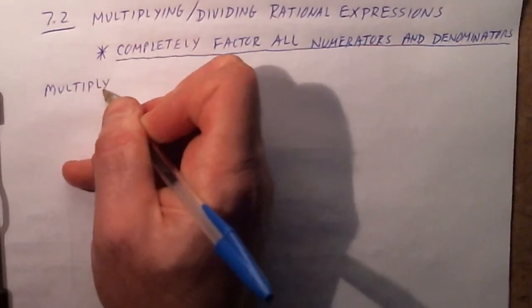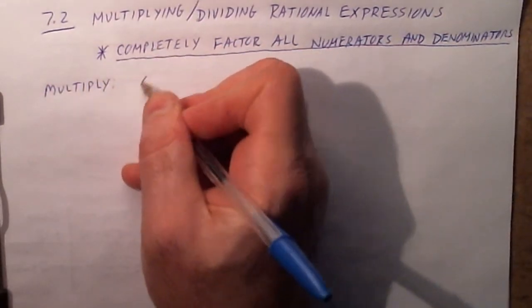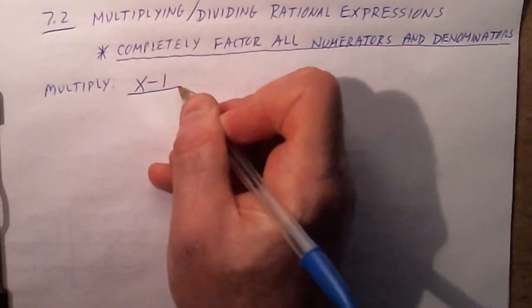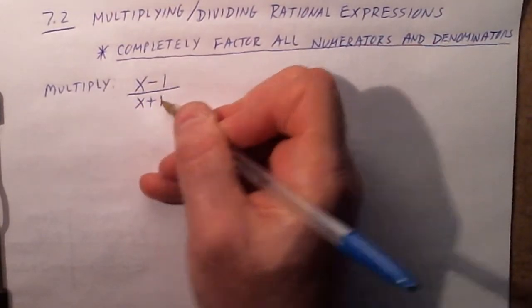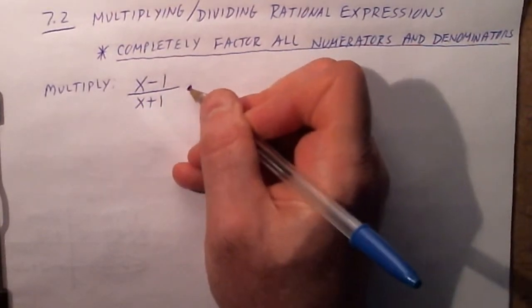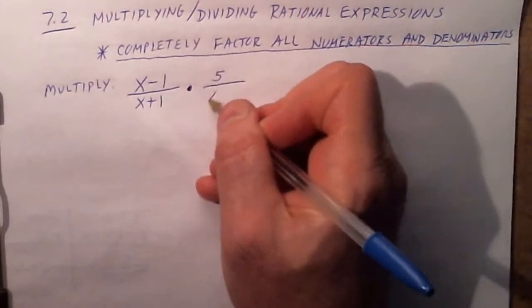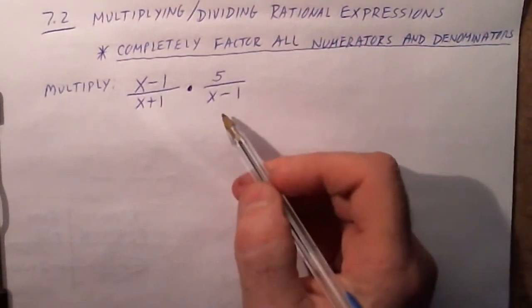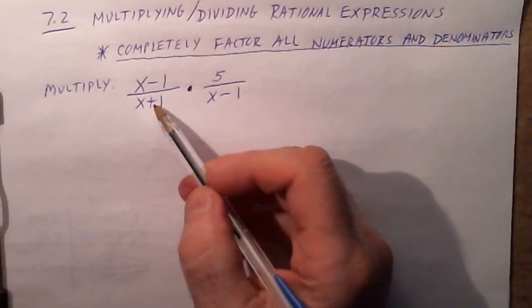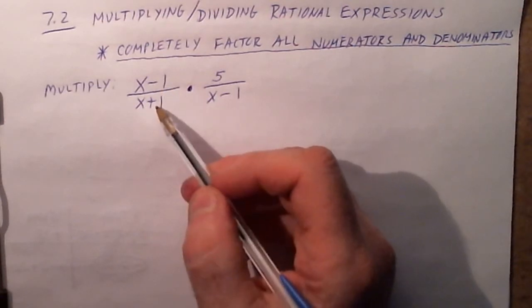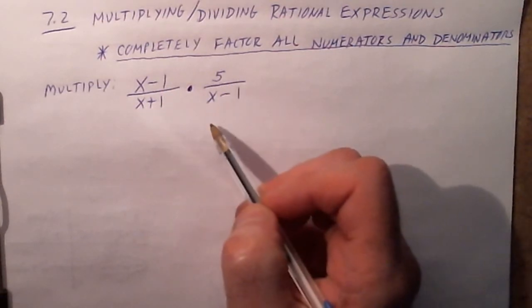Let's look at how to multiply some rational expressions together. We'll look at this one, x minus 1 over x plus 1. We're going to take that rational expression and multiply it by this rational expression, 5 over x minus 1. The first step is we need to make sure that all of our numerators and denominators are completely factored.